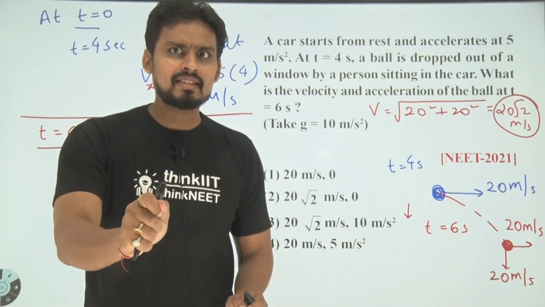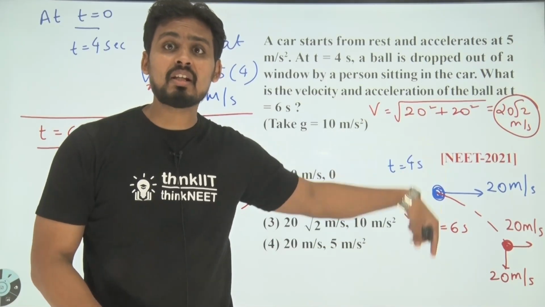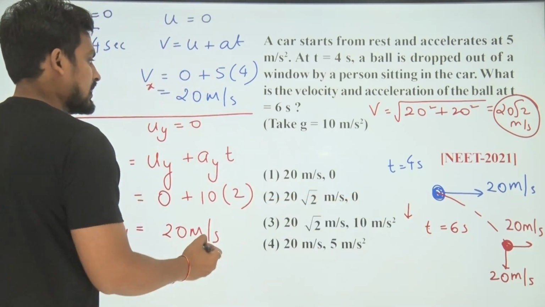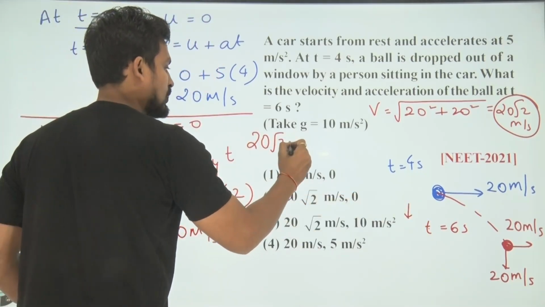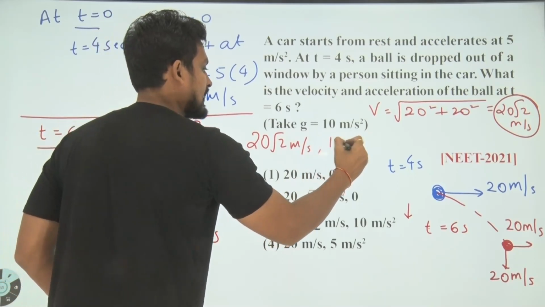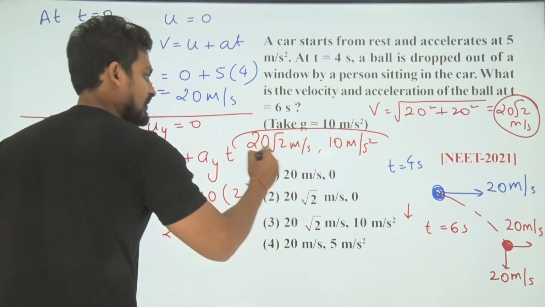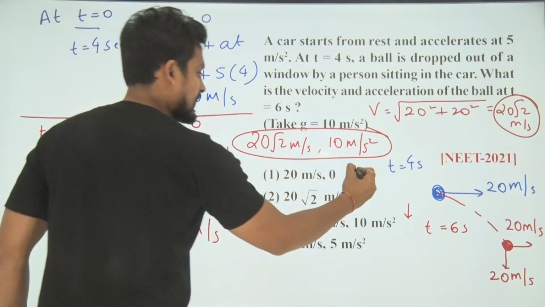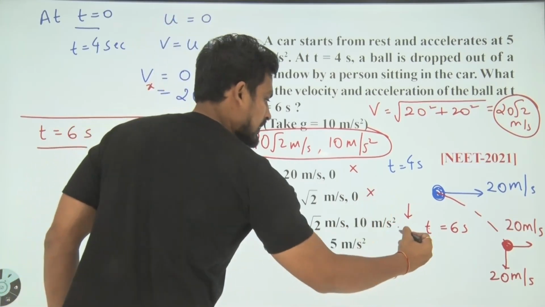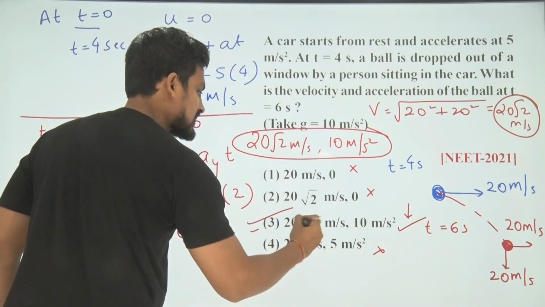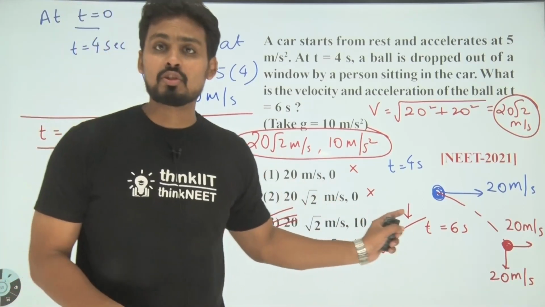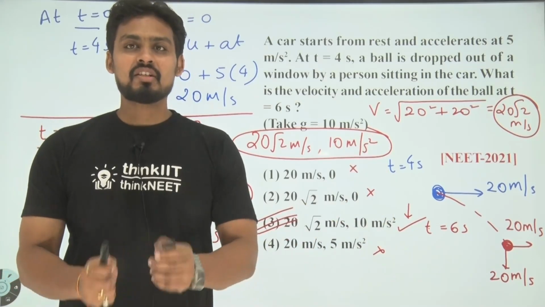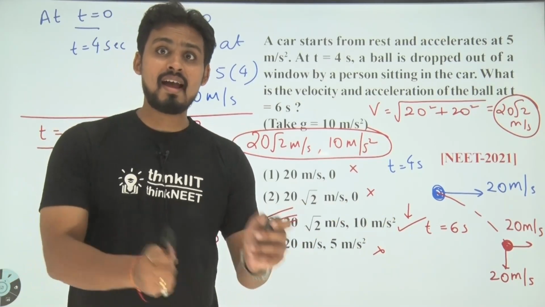And what would be the acceleration? Acceleration would be in the downward direction, and that is due to gravity. What is the value? It is 10 meter per second square. So we must have 20 root 2 meter per second as the velocity and 10 meter per second square as the acceleration, which is the final answer that we have got. Let us match this answer with the options given in the question. So 1 becomes wrong, 2 becomes wrong, 3rd is correct, 4th becomes wrong. Hence the final answer for this particular question becomes option 3, and I hope each and every one of you has understood the question as well as the concept behind it in the solution and explanation provided to you.